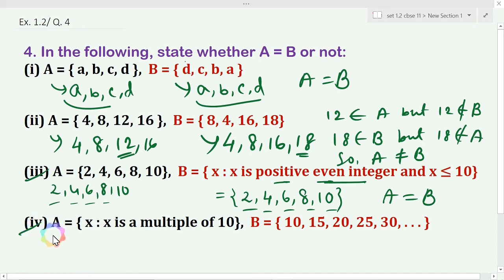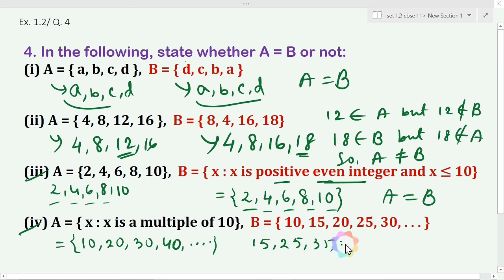Now the fourth example, x such that x is a multiple of 10. X is a multiple of 10, so the elements of A are multiples of 10. Multiple means table of 10, that is 10 ones are 10, 10 twos are 20, that is 30, 40 and so on. But B contains 10, 15, 20, 25, 30, next will be 35. So there are numbers like 15, 25, 35.